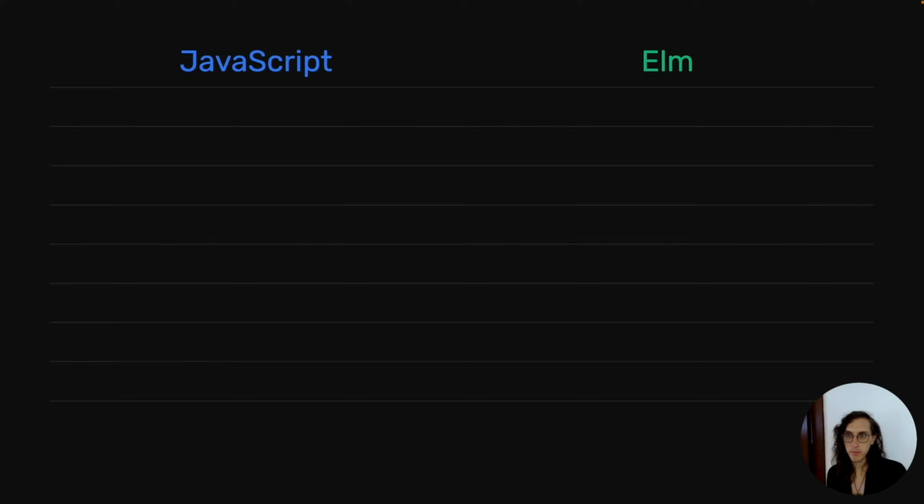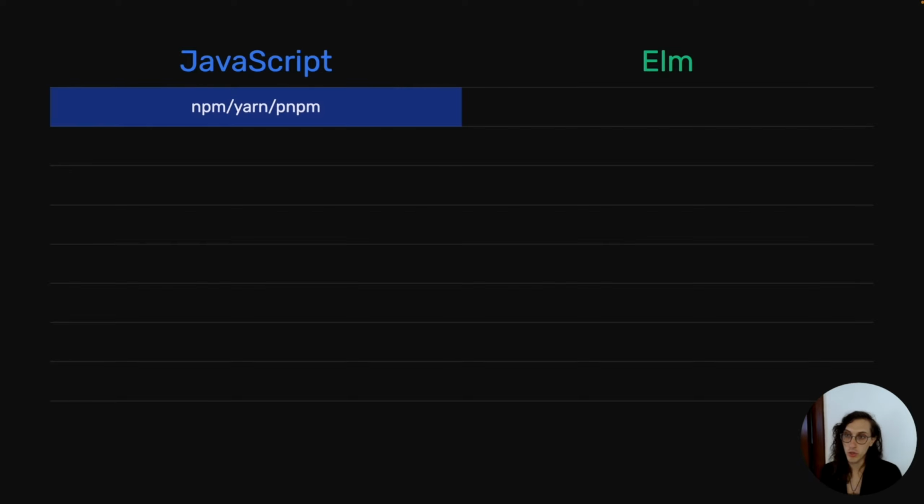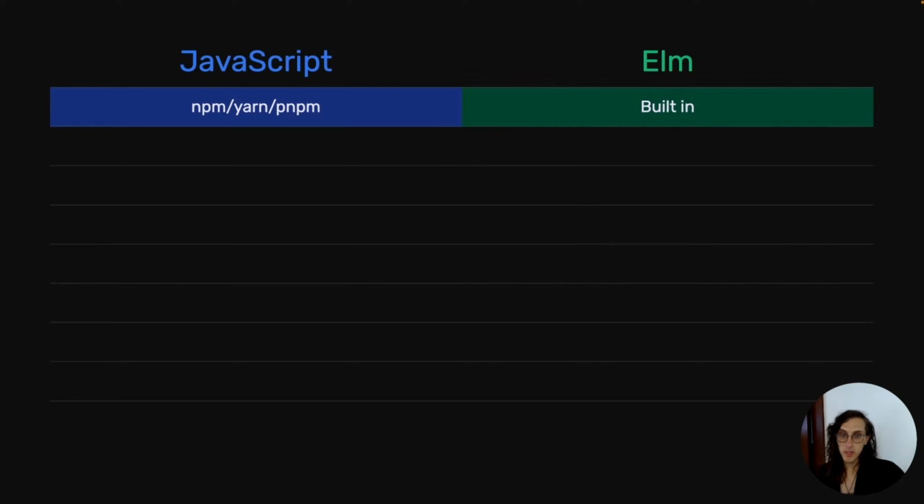So let's just do a quick comparison between the JavaScript and Elm ecosystems. In JavaScript, if you wanted to start an application and install some packages, you'd probably reach for npm or yarn or pnpm. And in Elm, this is all built in. You just run elm install and you install something. If you want to build, you run elm make and it builds something.